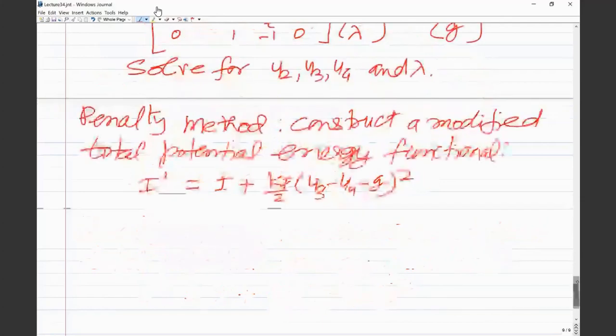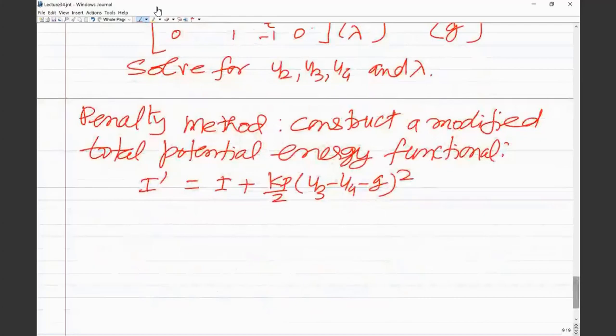And the reason is we are adding this additional term. So if this constraint U3 minus U4 minus G equal to 0 is violated, this square will make sure that it is taken care of in both positive and negative values of U3 minus U4 minus G, and then we multiply by a large number Kp, so that a small violation of the constraint will be reflected in this modified total potential energy functional, so that the constraint will not actually be violated.